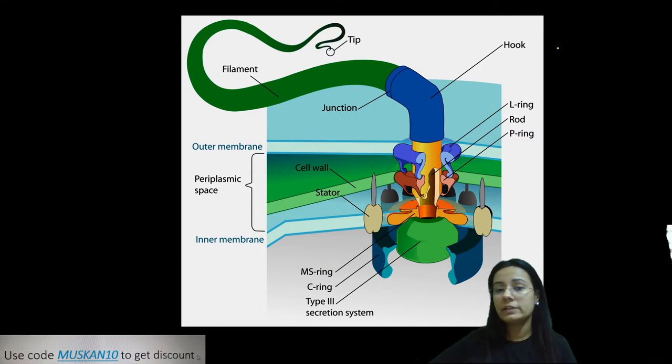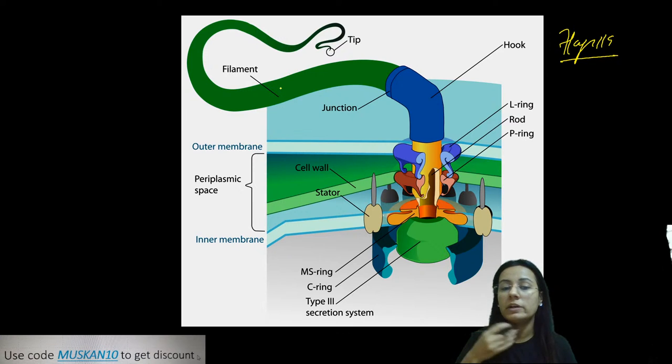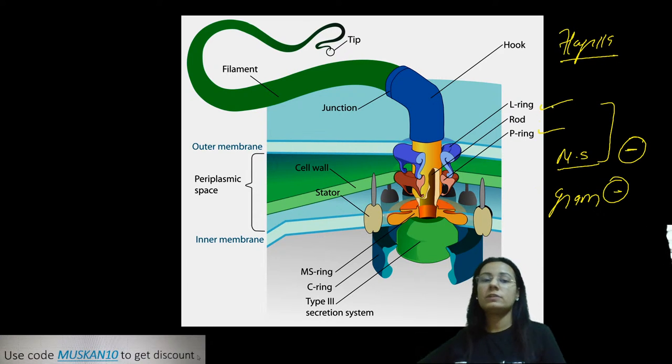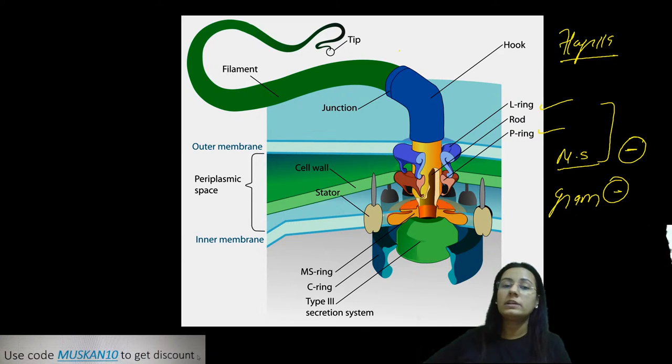Now parts of the flagella are important. First we'll recognize whether it is the gram positive or the gram negative. Okay, so we can see four rings are present, L ring, P ring, M, S ring. So it is a gram negative flagella, a flagella of a gram negative cell. And the important parts are filament, hook and the basal body.